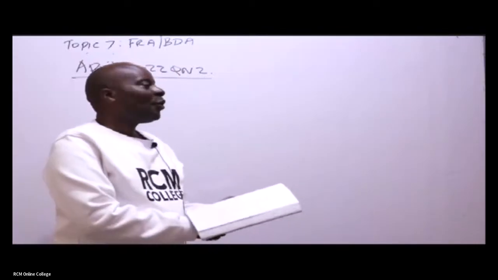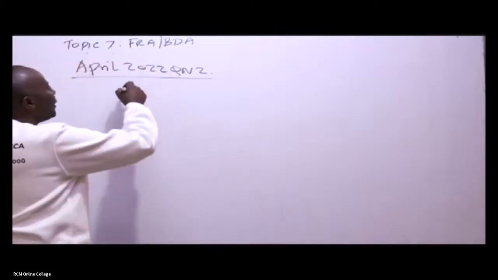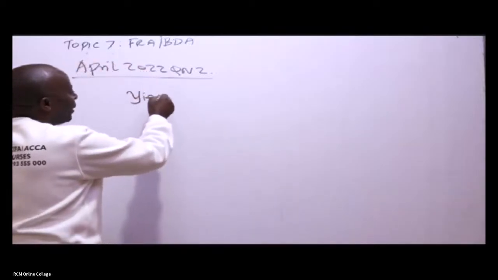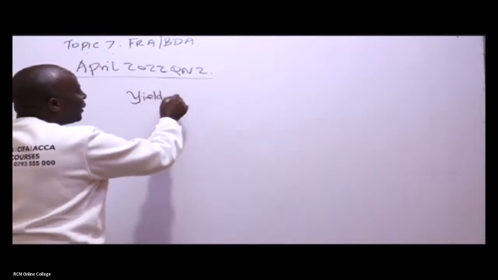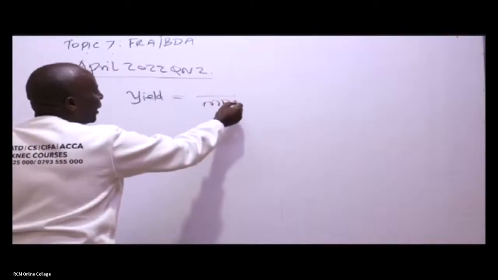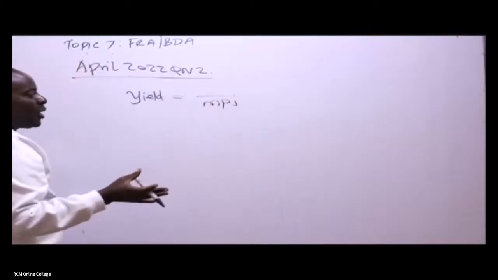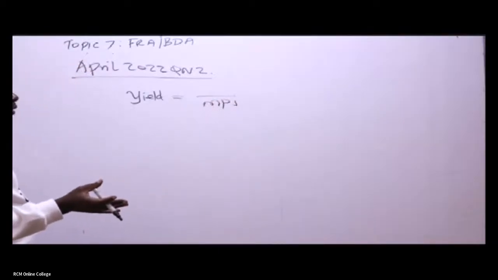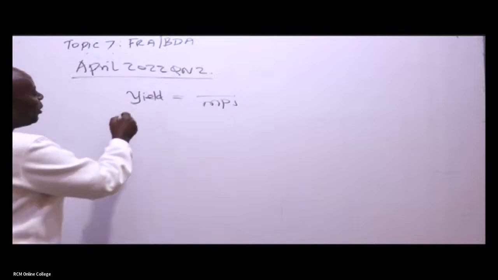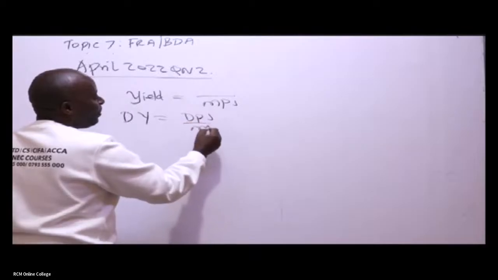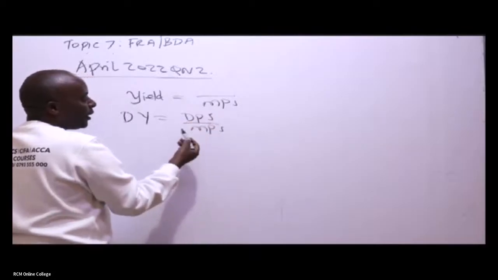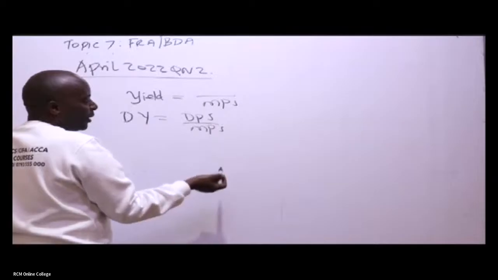I like this. Whenever you hear of anything called yield, please know that at the base we have market price per share. Market price per share. So if they talk about dividend yield, then it will be DPS over MPS. Very easy. Dividend per share over market price per share.